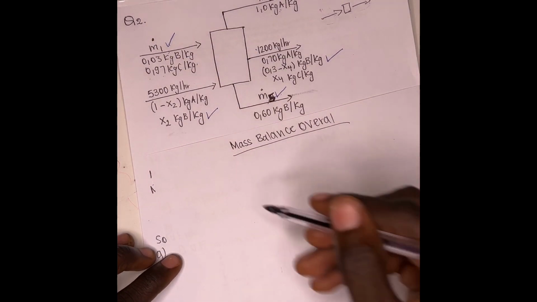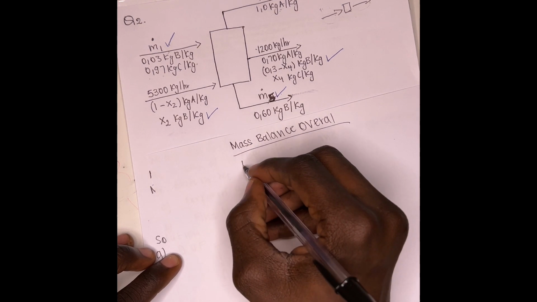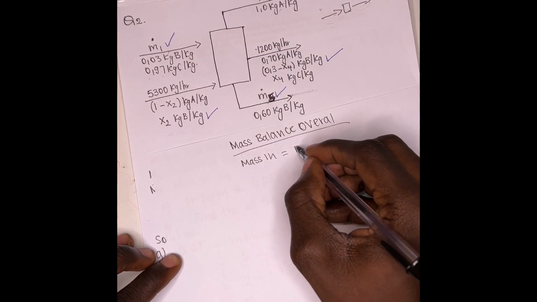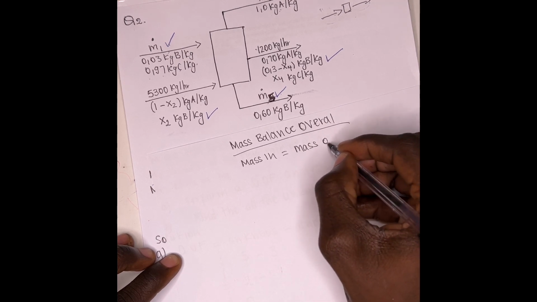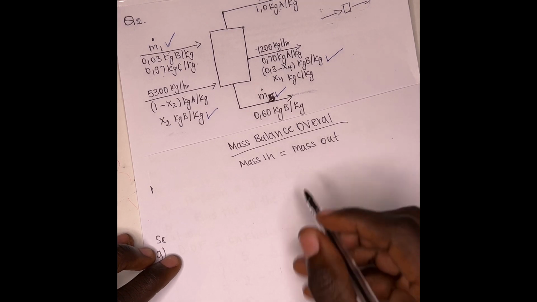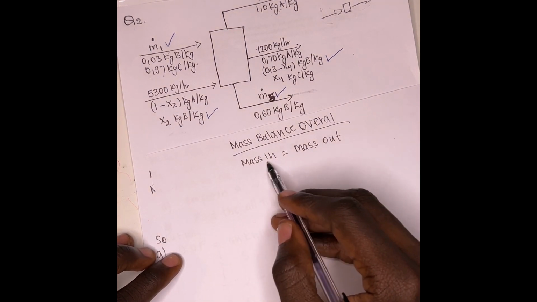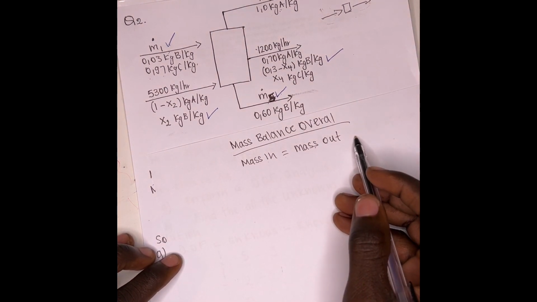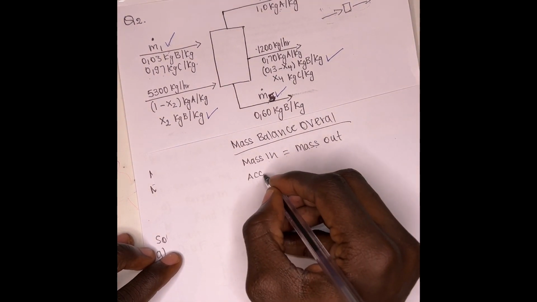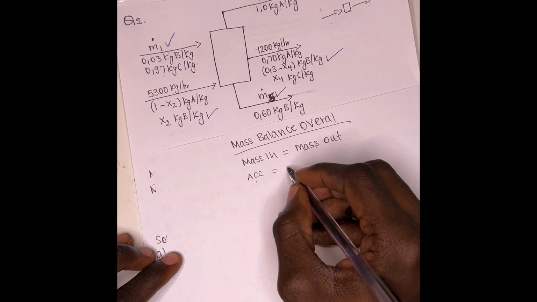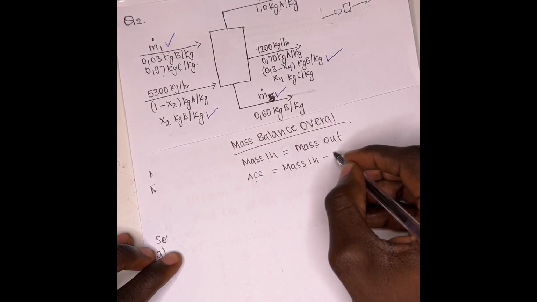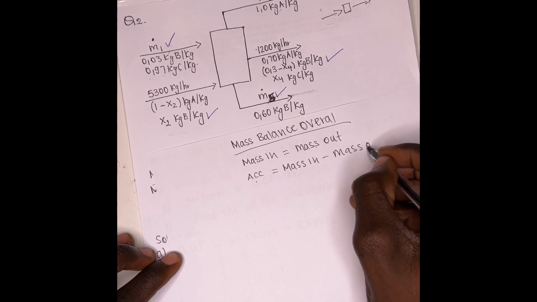And then what do we say? We say mass balance means what? Mass in equals mass out. You see? Now, maybe another interesting point. If we take this and put here mass in minus mass out, what is it called? It's called accumulation. This is accumulation. It means mass in minus mass out.